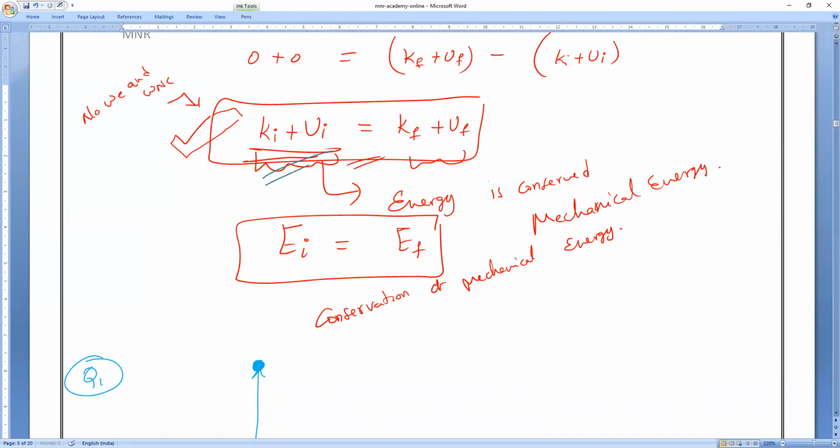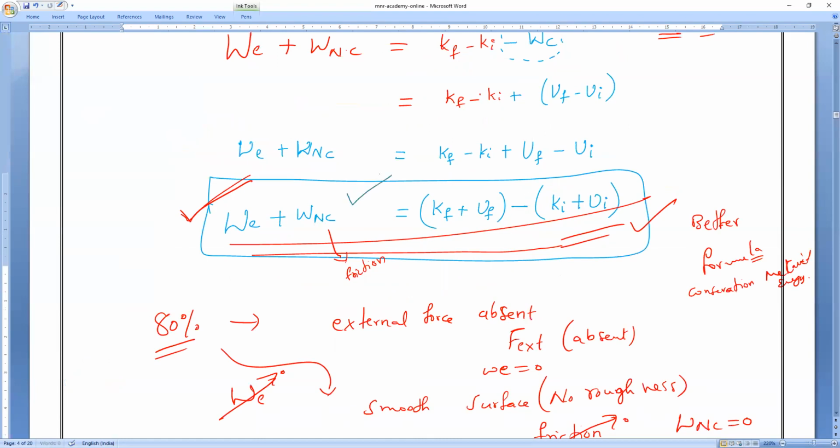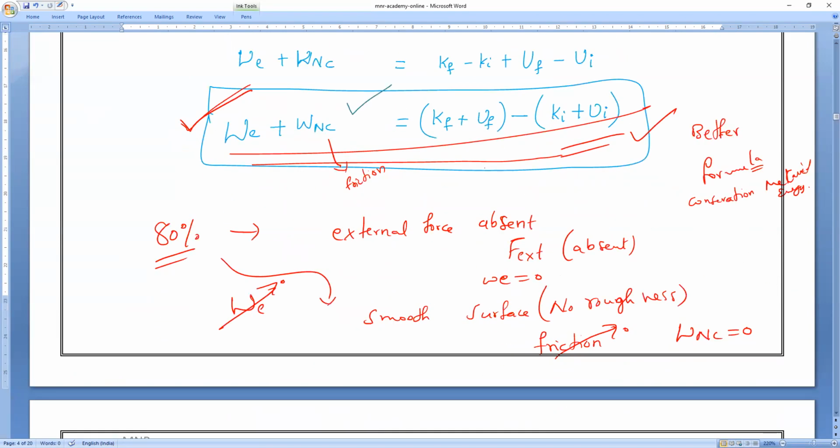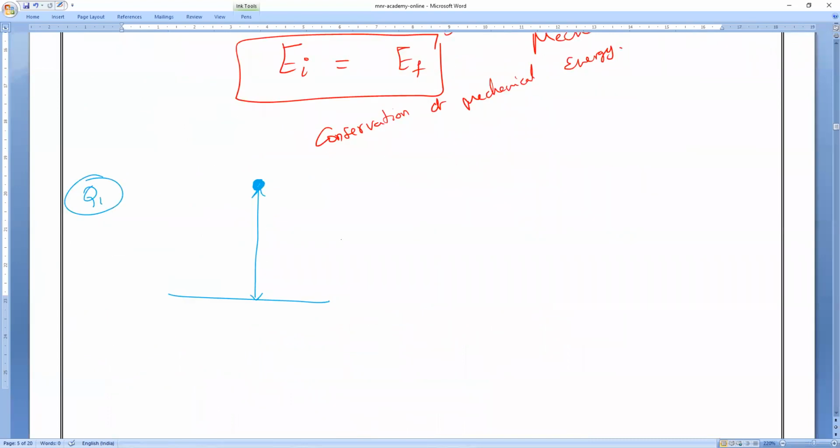If external force work or non-conservative force work is there, then you have to use which formula? This is the formula. Is it okay, guys? Two formulas in total. Understanding all of you? So now, a freely falling body whose mass is m is falling from a height. Since it is freely falling, the initial velocity is what? We all know.